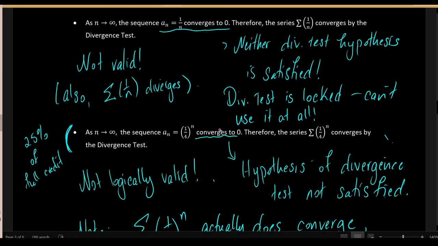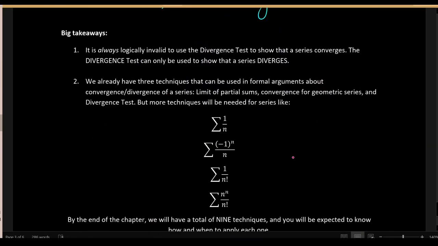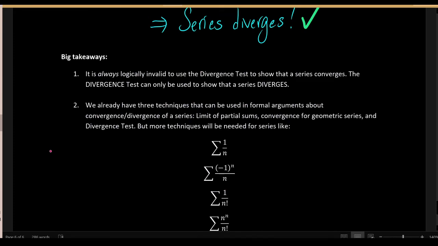One of the big takeaways from today, one of the things that I really want you to sow into your heart, is that if you ever conclude that a series converges by the divergence test, that's definitely logically invalid. It is always invalid to use the divergence test to conclude that a series converges. The divergence test can only be used to show that a series must diverge. If you want to show that a series converges, you need a different test. The divergence test cannot help you.